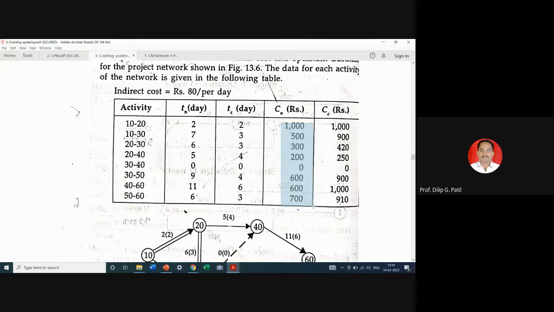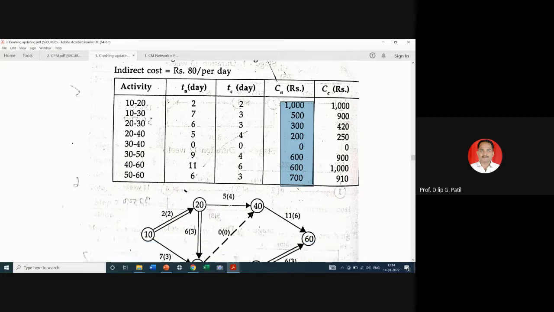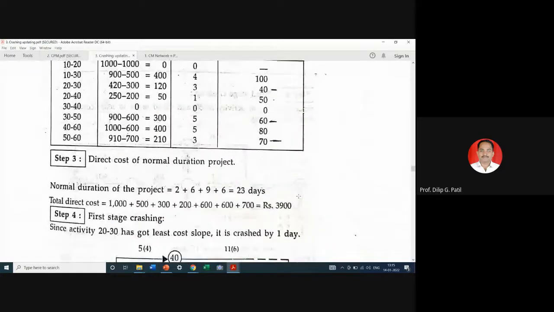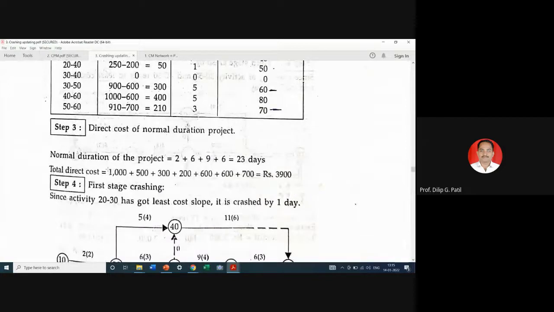Because normal cost of the project will be addition of cost of all the activities and not for only critical activities. So we have to add all these things: 1,500, 1,000, 1,800, 2,000, 3,200, and 3,900. Okay, this is 3,900.